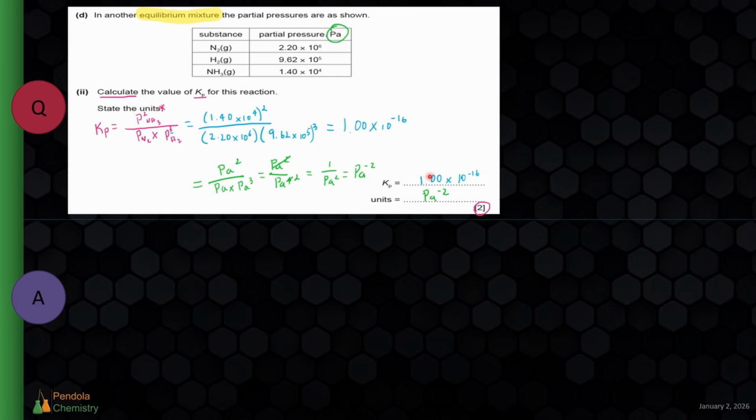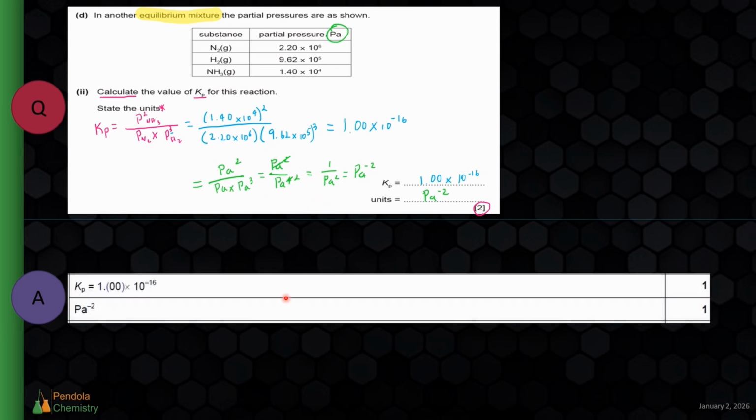So that's our unit. Again, we solve it exactly how we solve the math, but we put the units instead of the numbers and cancel whatever we can. And so we get that our Kp is equal to 1 times 10 to the negative 16, and our units are Pa to the negative 2. And that's it. We do exactly the same thing that we did for Kc, only the units are different, and the symbols that we use are different. We're no longer using those brackets, we're using the P's.